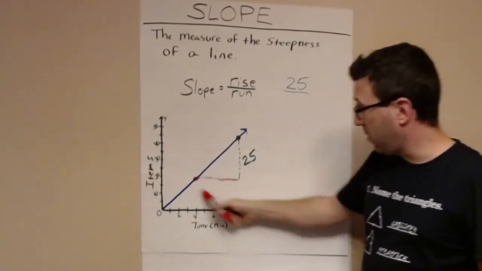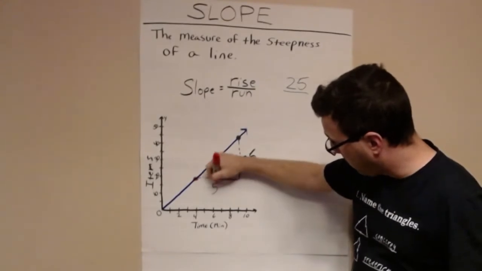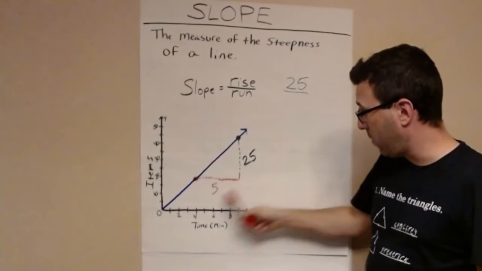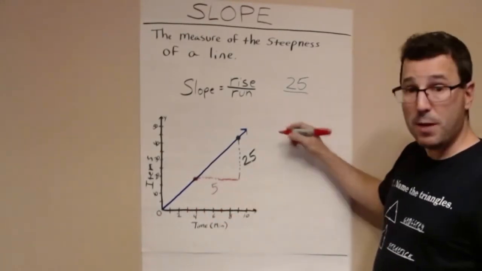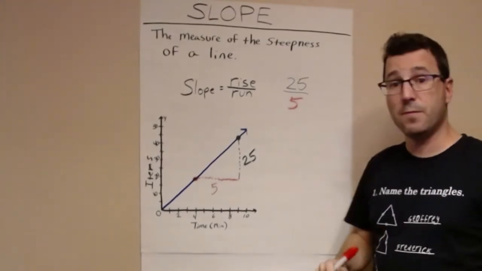When I look here, I'm going from 4 to 9. That's 5. I've got 1, 2, 3, 4, 5. So that's my run. So on the bottom, I'm going to put 5.